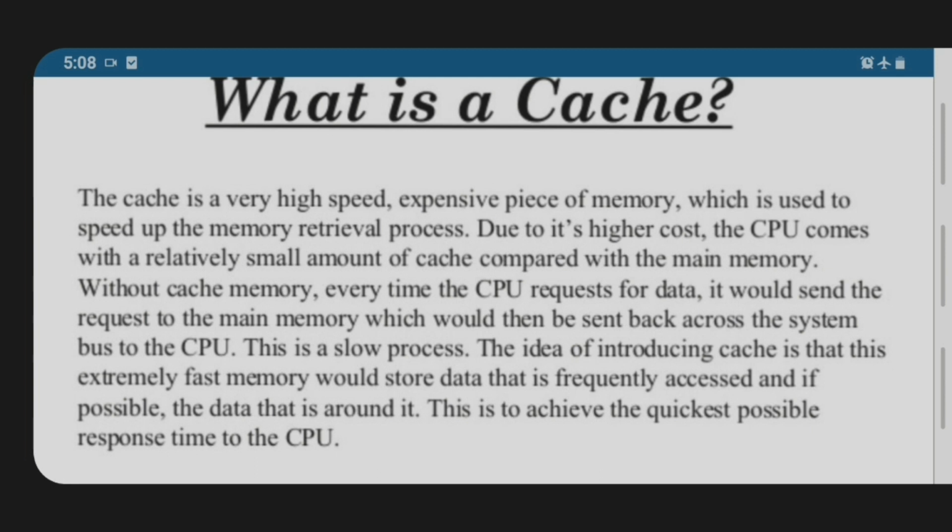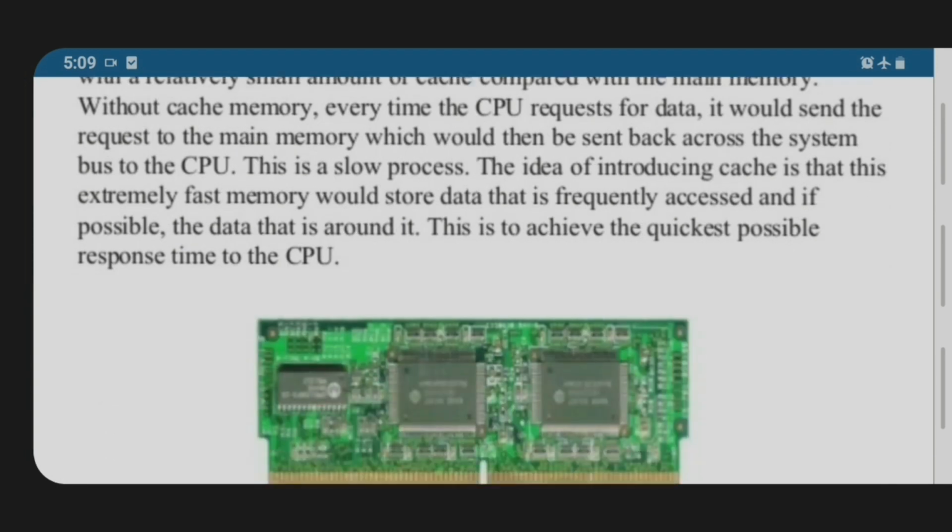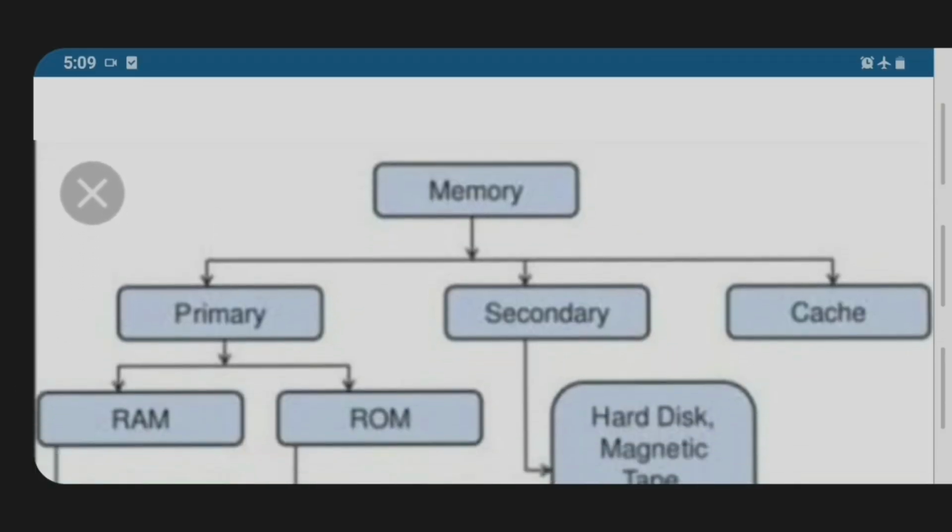So what is cache? Cache is a very high speed memory. It is very expensive also. So in all the three memory devices, cache is the very fast and expensive memory device. Now you can see this is the type of cache. In the next picture you can see the types of memory.